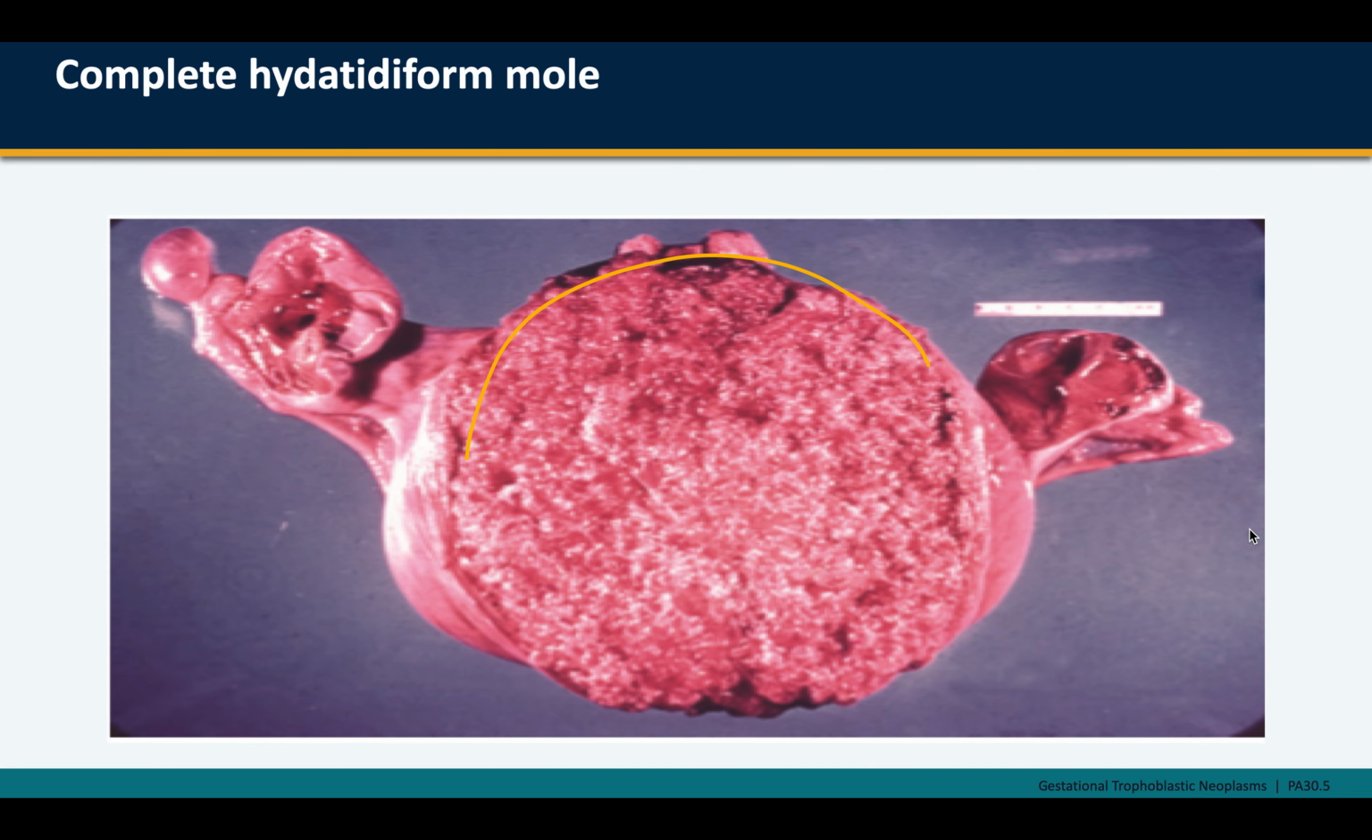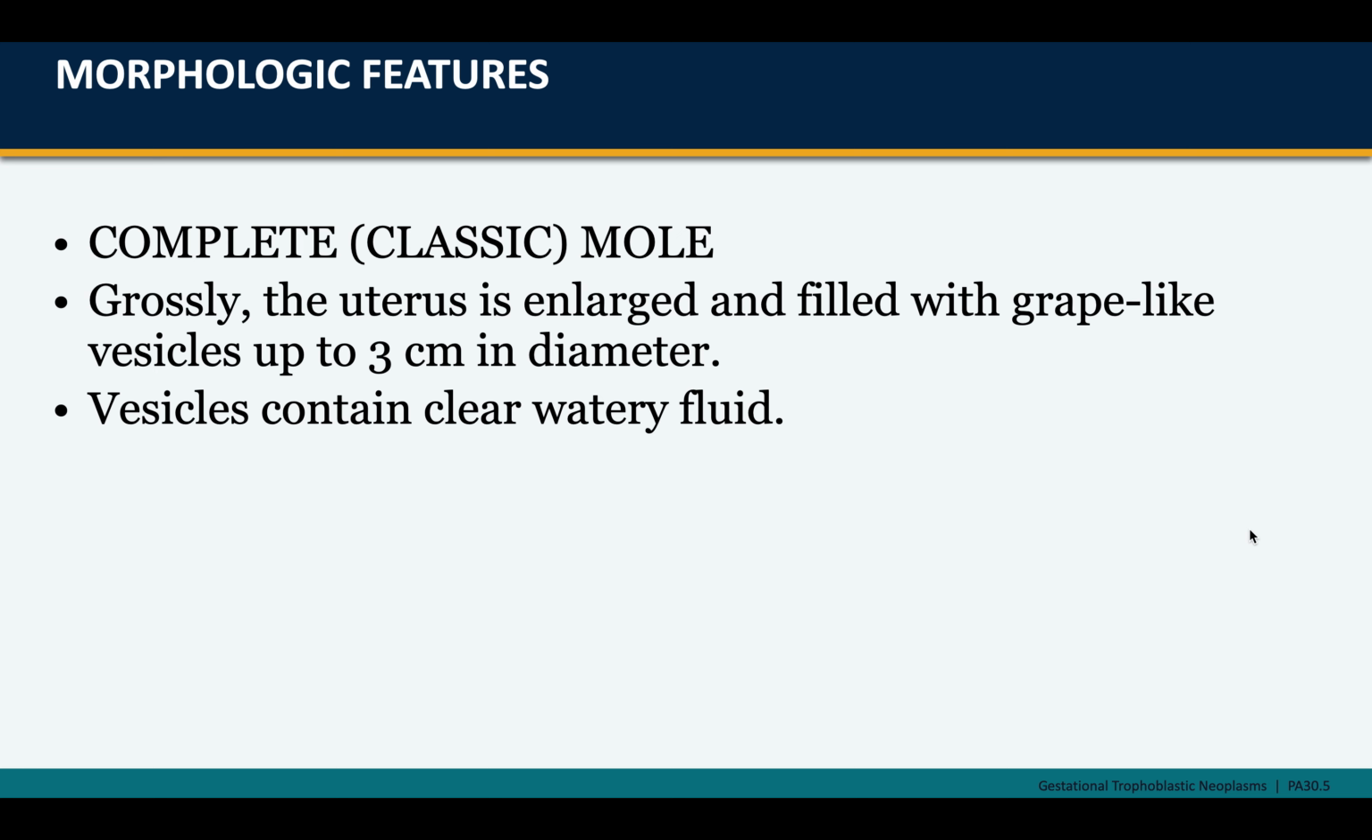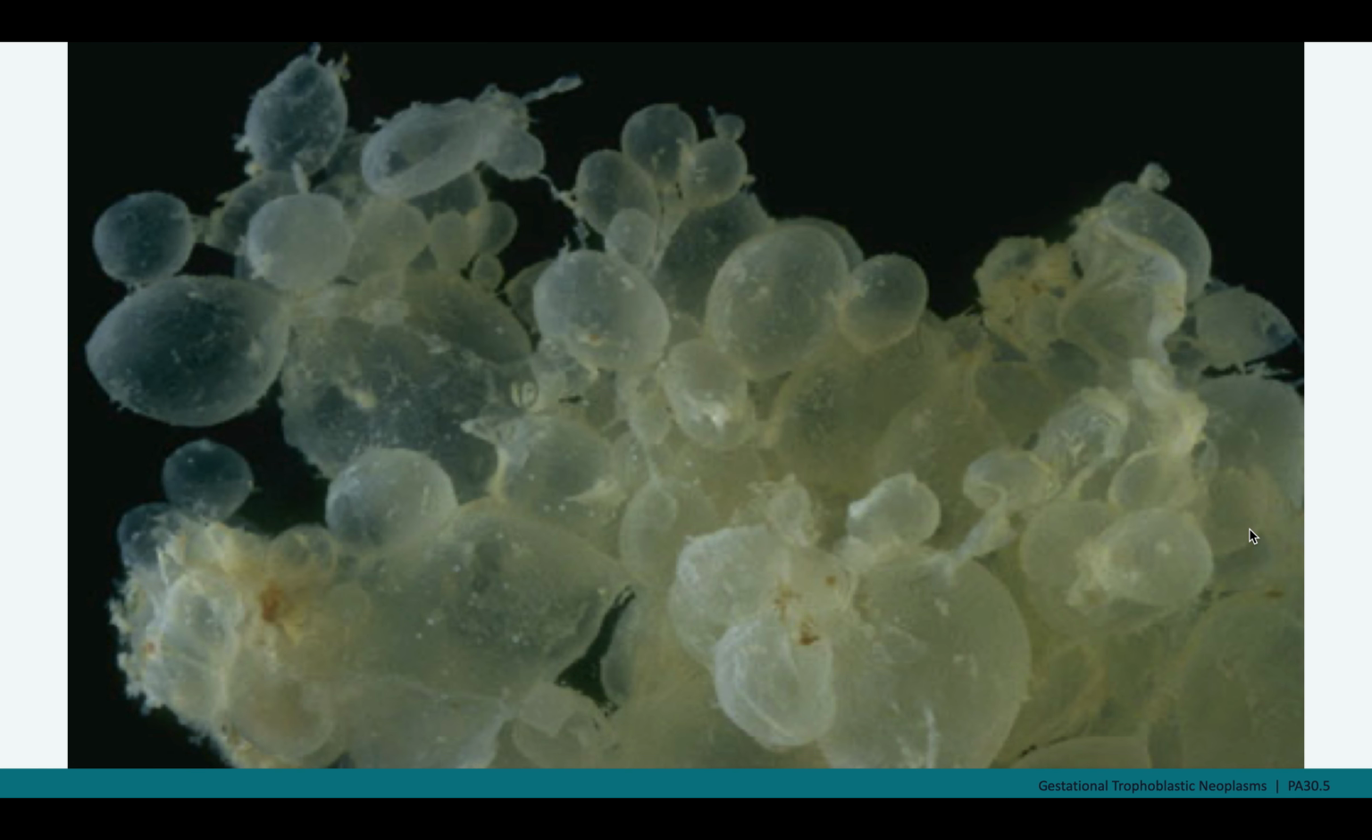This is a picture of complete mole. The whole of the uterus is filled with grape-like vesicles. How does the morphology look? The uterus is enlarged and filled by grape-like vesicles. The vesicles contain clear watery fluid. If you see over here, these are the vesicles. This is the gross appearance. You can see enlarged vesicles containing fluid.